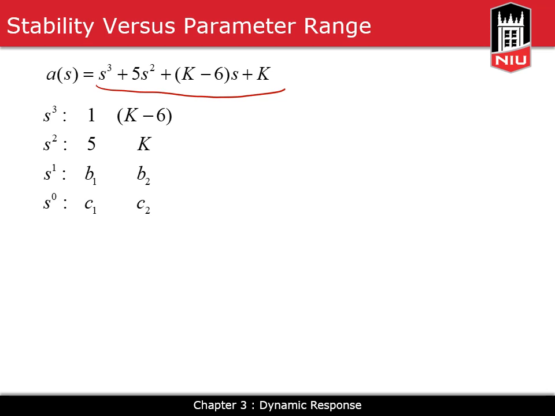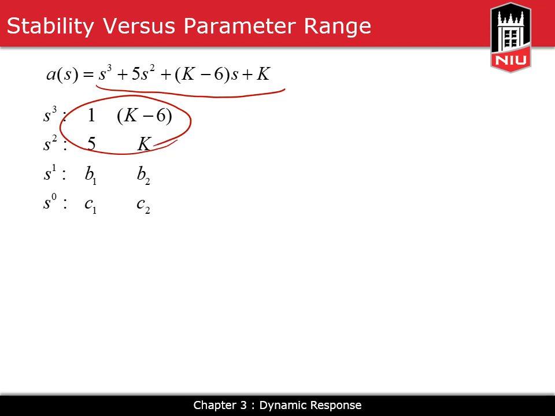Order everything from the highest order of s to the lowest, and then we put the coefficients into the first two rows of the Routh array. We have the coefficients of 1, 5, k minus 6, and k. So we put the first one in the first row, then second row, back to first row, second row, and so forth. So we put these in, and we complete the first two rows. Then we have two more rows to find.